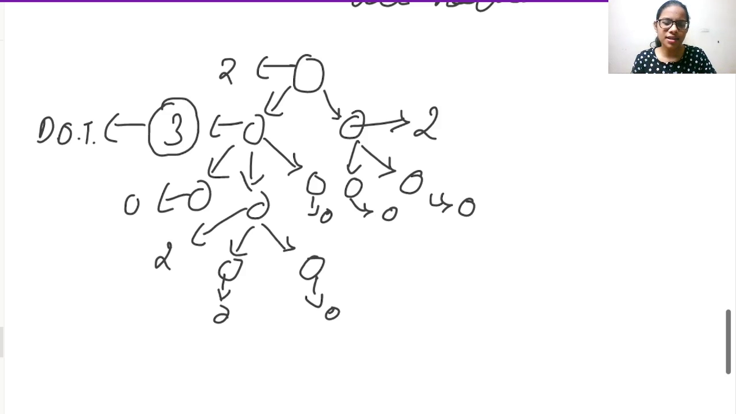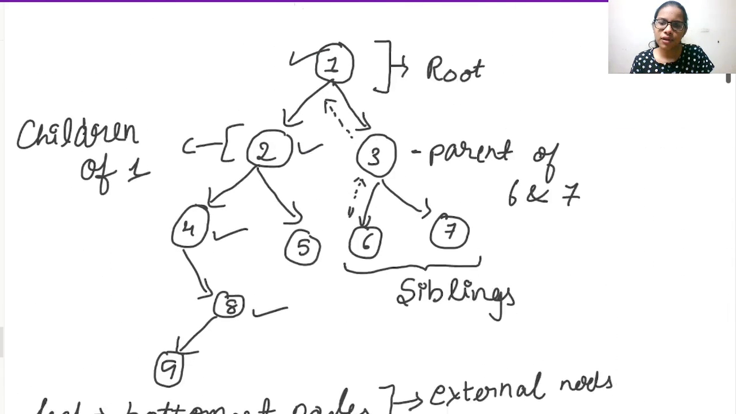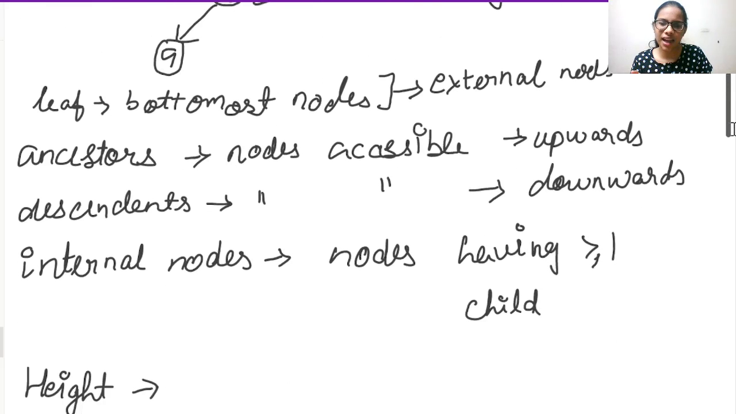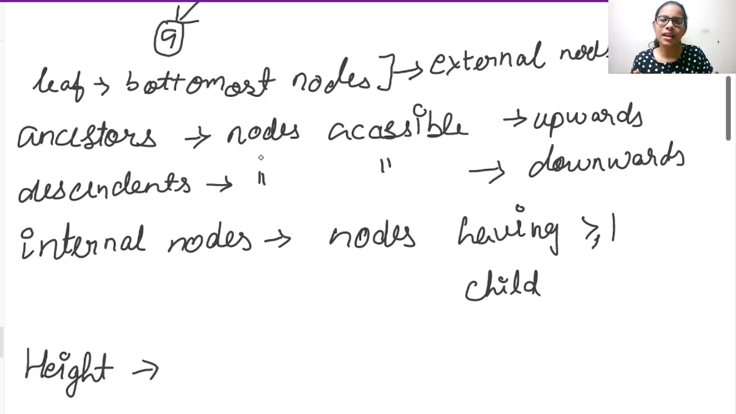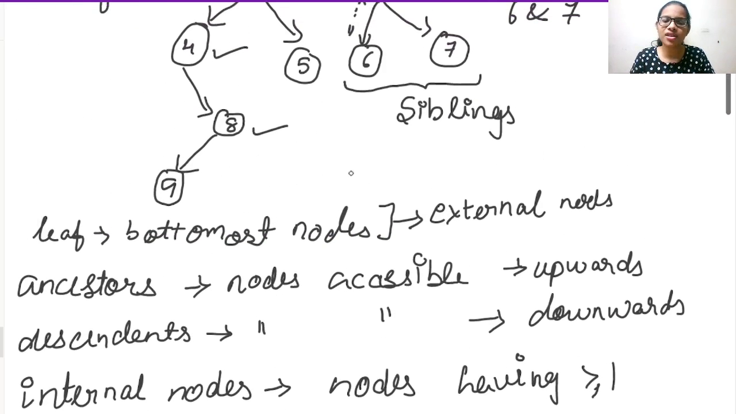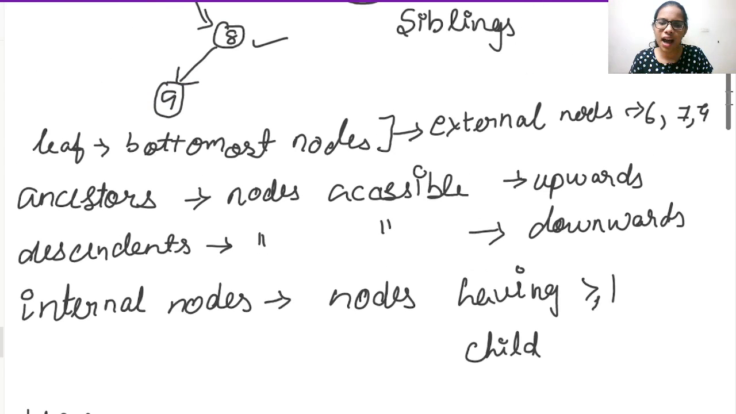So let us summarize what we have studied, all the terminologies. First of all, we studied about the root node, children as well as parents, as well as siblings. This is very much analogous to a family tree in real life. Now leaves are the bottommost nodes, or nodes that do not have any children. So over here leaves are 6, 7 and 9, which do not have any children. Bottommost nodes in a hierarchy.